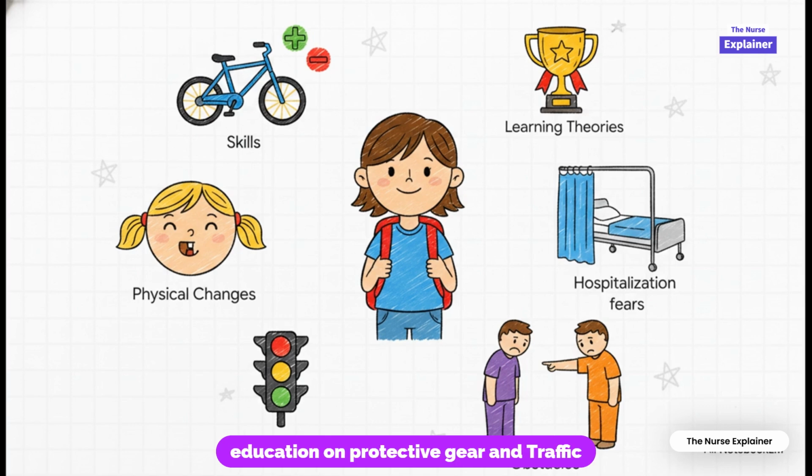They need robust education on protective gear and traffic safety. O is obstacles, things like bullying and obesity. The second O is the outcome of hospitalization. Their biggest fears now are loss of independence and modesty concerns. And L is learn, developmental theories like Erikson's industry versus inferiority, where feeling competent is just about everything to them.